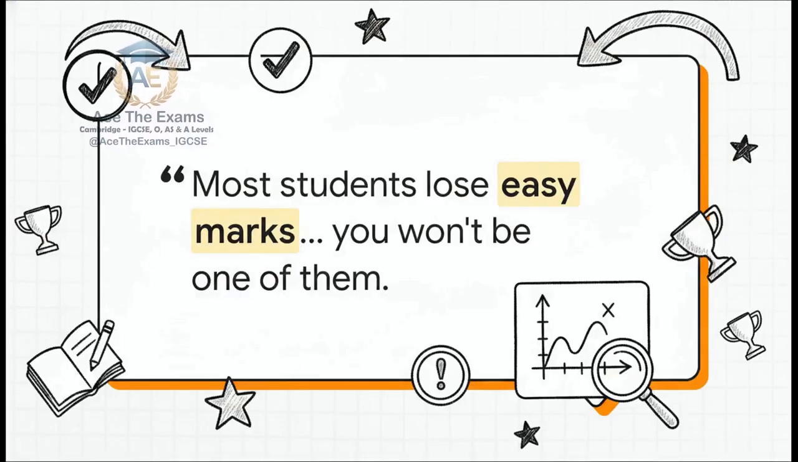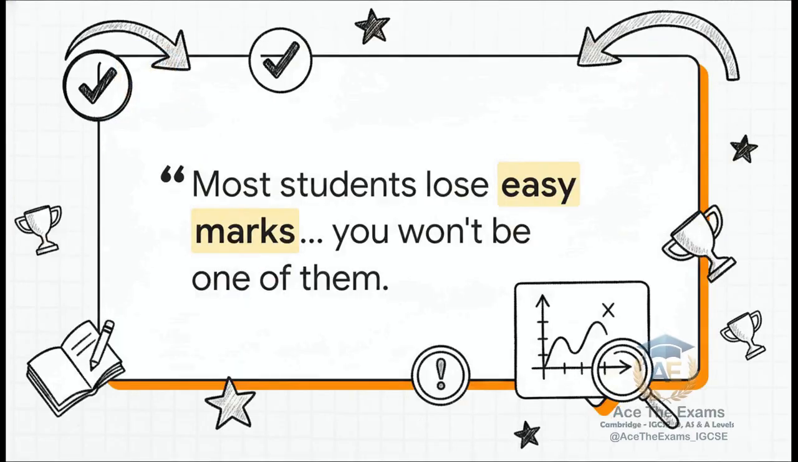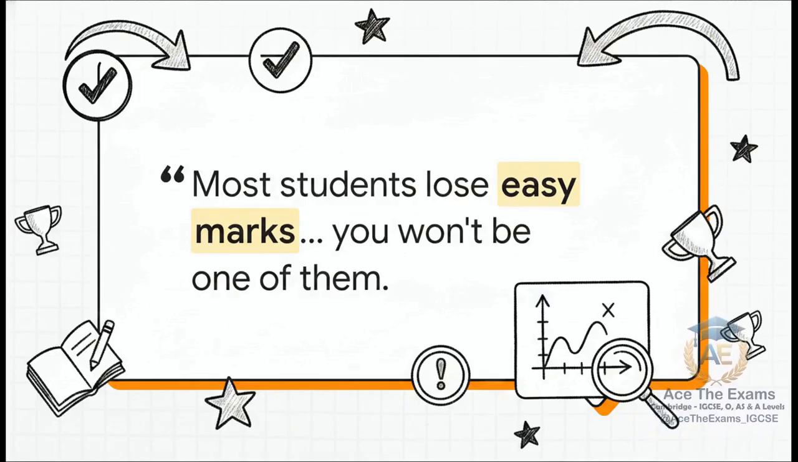I want you to really let this quote from a senior Cambridge examiner sink in. Most students lose easy marks on iterative methods, but after this, you won't be one of them. This perfectly sets the stakes for our heist today. The difference between an A and an A star doesn't come down to knowing a secret formula nobody else knows. It comes down to capturing these exact method marks that everyone else is carelessly throwing away.